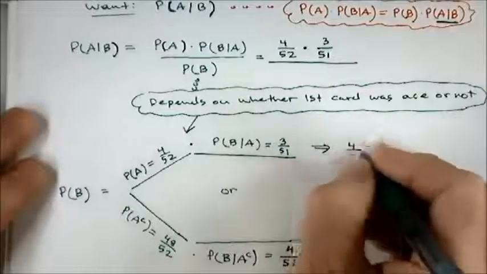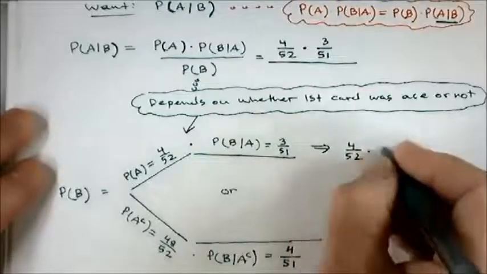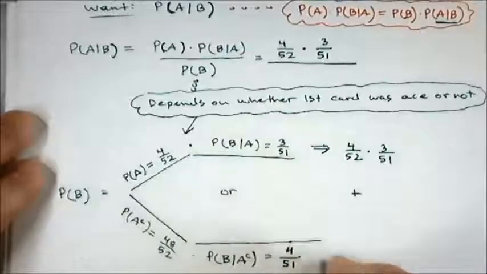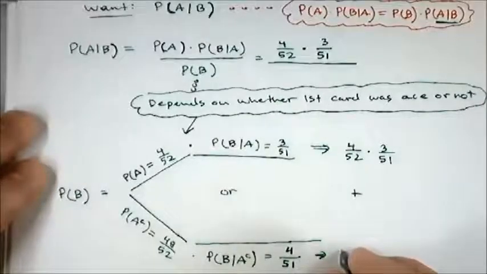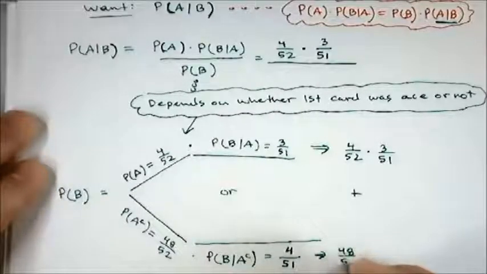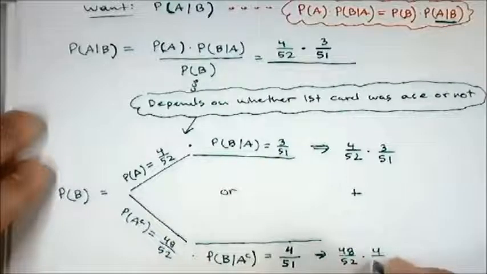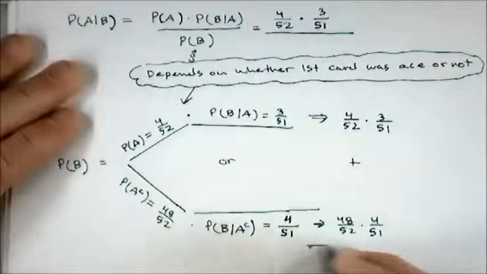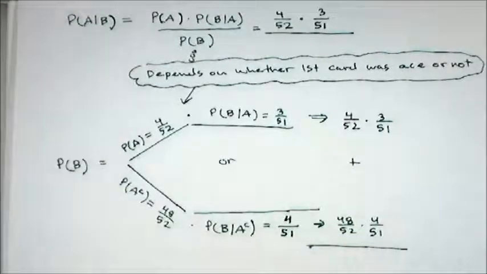So this is 4/52 times 3/51. And I want to add that to 48/52 times 4/51. And you end up getting a total probability of, I think some of these fractions can be reduced. Is it worth reducing it? I don't know.